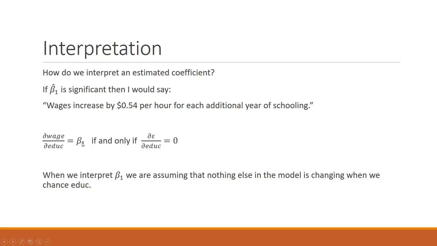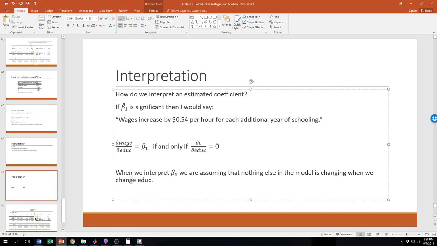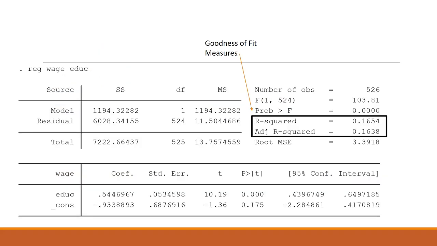So when I say that beta 1 is the change in wage given a change in education, I am assuming that education does not affect anything else in the model. Now, this is going to be very important. We're going to talk about this more later. So when we interpret beta 1, we are assuming that nothing else in the model is changing when we change education.